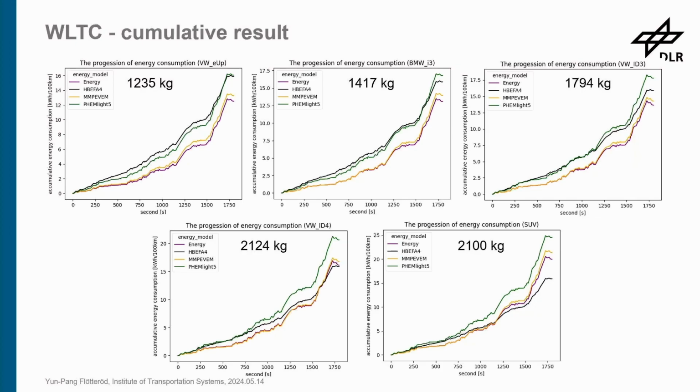And you can also see that the accumulation curves of EVM and MMP EVM are quite similar to each other. It doesn't matter if the vehicle is light or heavy. They have very close tendencies about energy consumption. But you can still see a little bit at the high speed phase, the MMP EVM tends to estimate higher energy consumption.